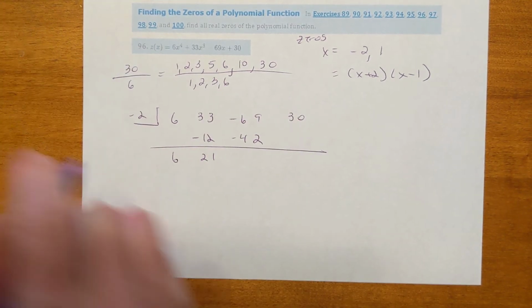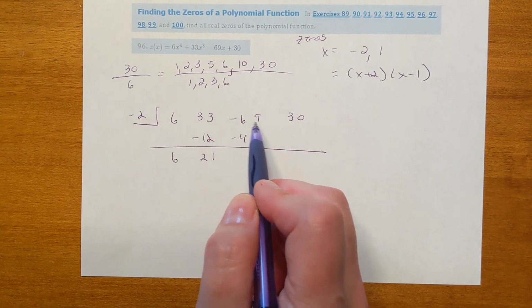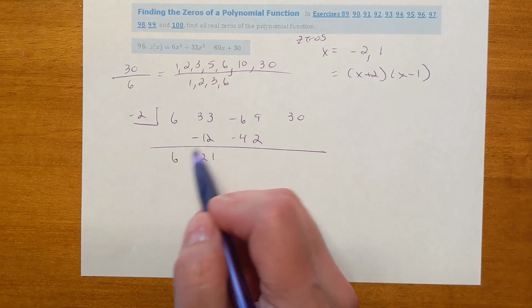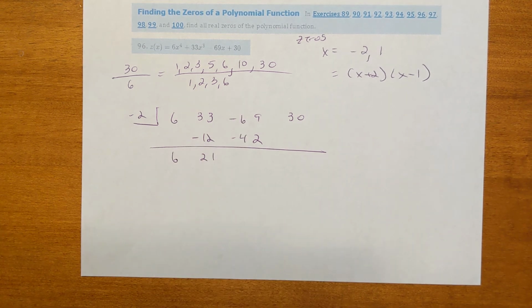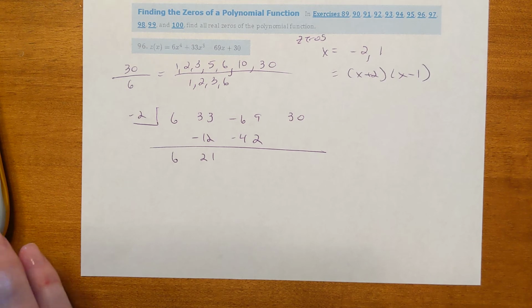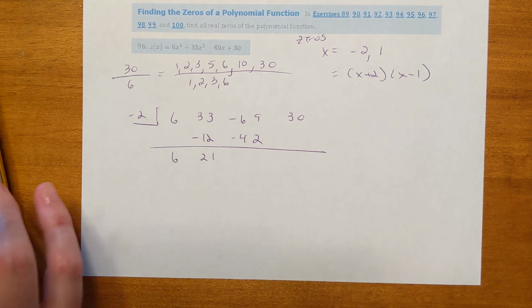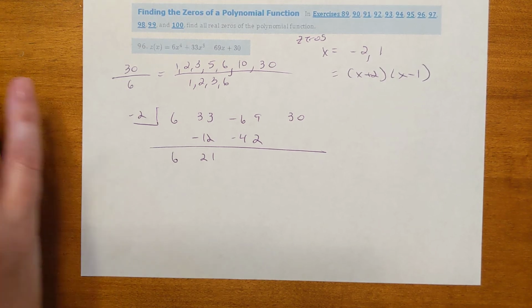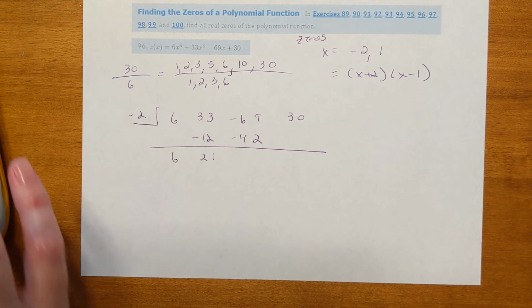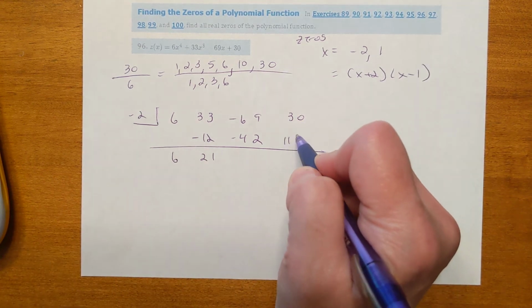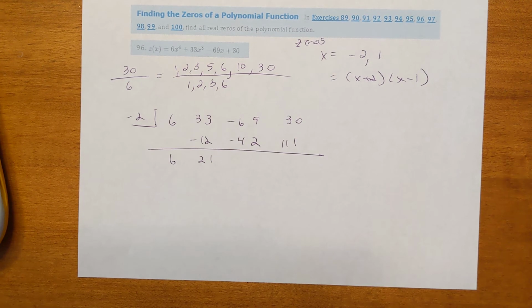Oh, I think I did something wrong. 6, 33, -69, 30. Bring down the first number, multiply, add them. No, I didn't do anything wrong. So let's see. -42 and -69 gives me 111. Well, we want 0, so I obviously did something wrong. You're probably all screaming what I did.